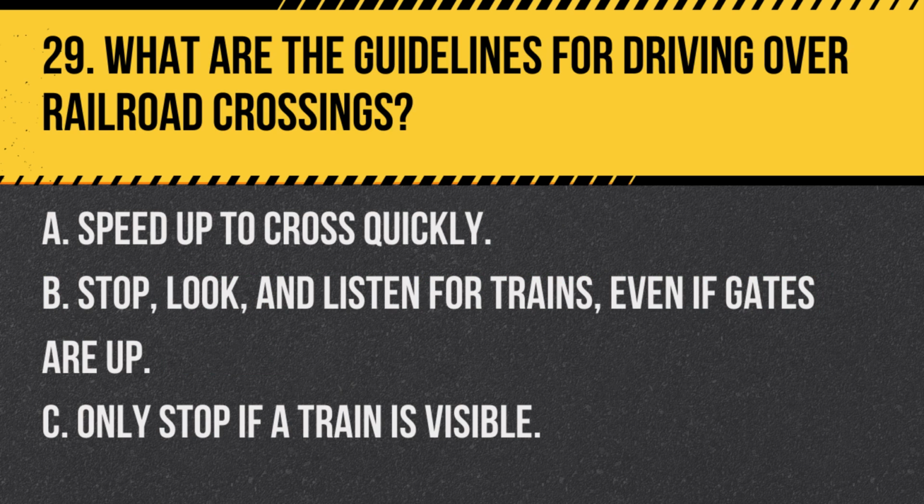Question 29. What are the guidelines for driving over railroad crossings? A. Speed up to cross quickly. B. Stop, look, and listen for trains, even if gates are up. C. Only stop if a train is visible. Answer: B. Stop, look, and listen for trains, even if gates are up. Caution is essential at railroad crossings.